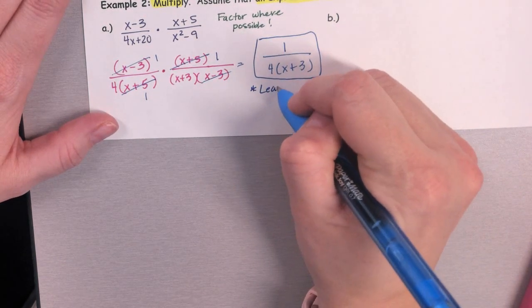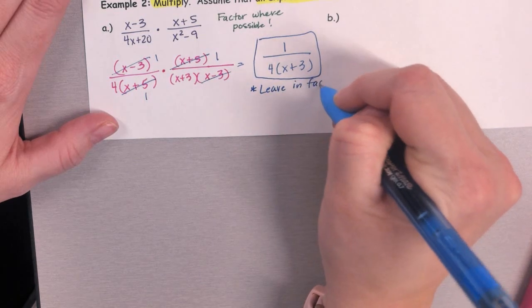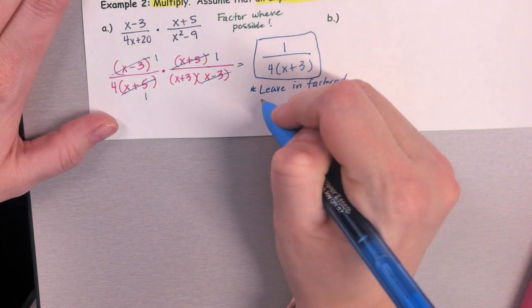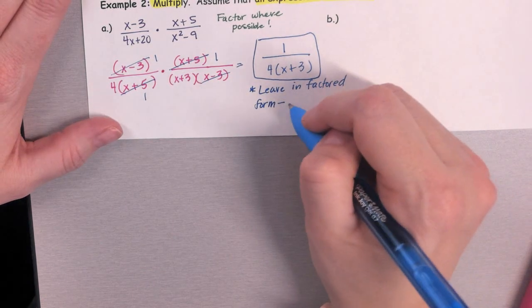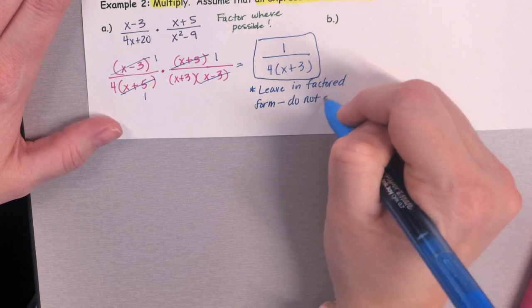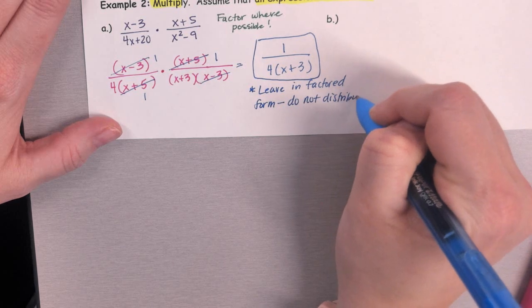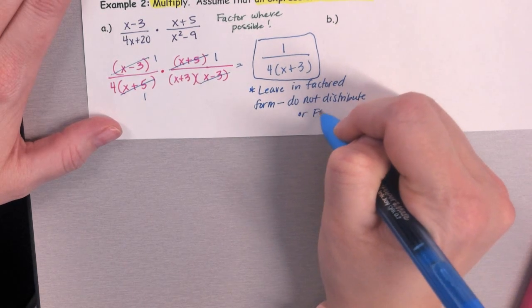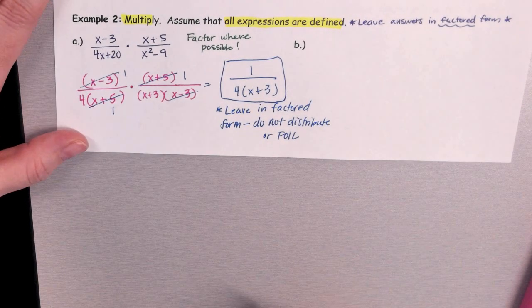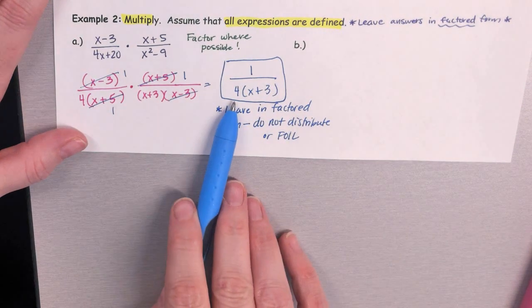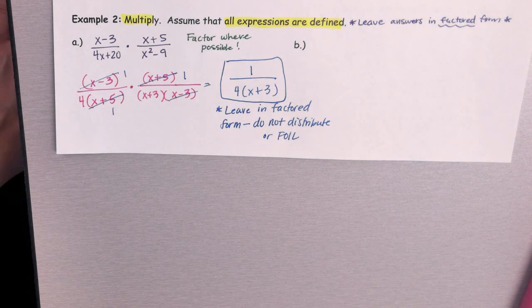Okay, so when it says leave in factored form, that means do not distribute or FOIL. So don't distribute, don't FOIL. You've got to keep that GCF out there, okay?